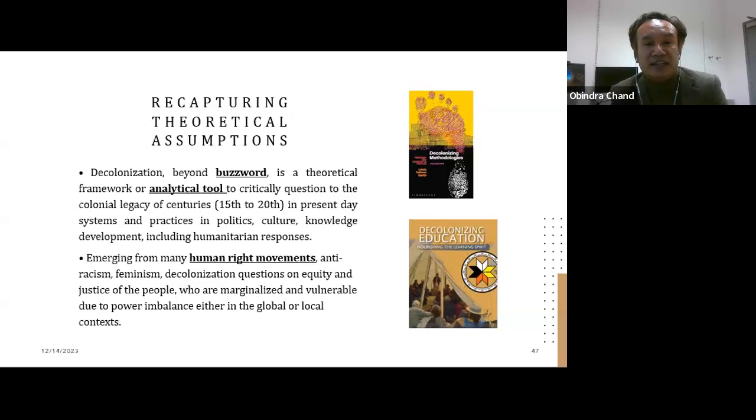it is a theoretical framework or analytical tool to critically examine the colonial legacy that started from the 15th century and lasted until the 20th century, in present day systems and practice, particularly in politics, culture, knowledge, and development, including humanitarian response. It also emerges from the discourses of several human rights movements, for example anti-racism and feminism. Decolonization questions the equity and justice of people who are marginalized and vulnerable due to the power imbalance at the local and global context. Next slide, please.